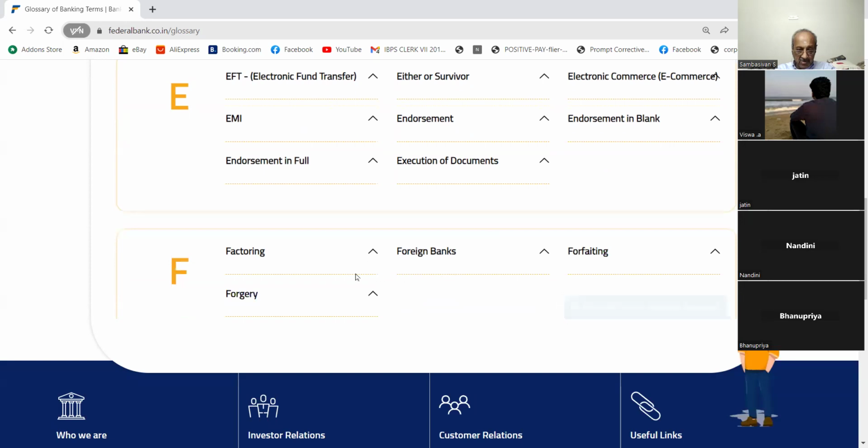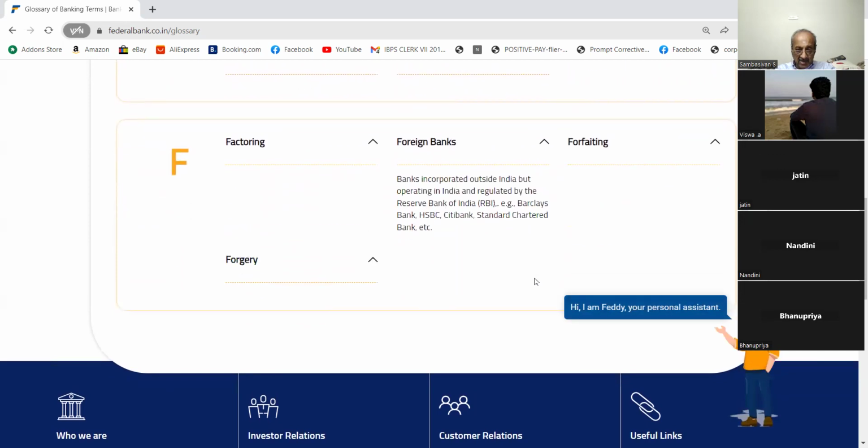Now, what are foreign banks? Now, Bhanupriya, please read foreign banks. Oh, you are not able to see. Jatin, you read. Yes, sir. Foreign banks: banks incorporated outside India but operating in India and regulated by the Reserve Bank of India. Examples: Barclays Bank, HSBC, Citibank, Standard Chartered Bank, etc. Good. There are 42 foreign banks in our country.